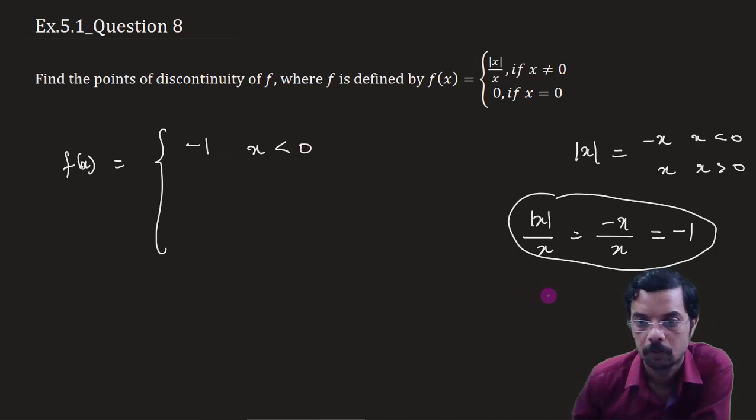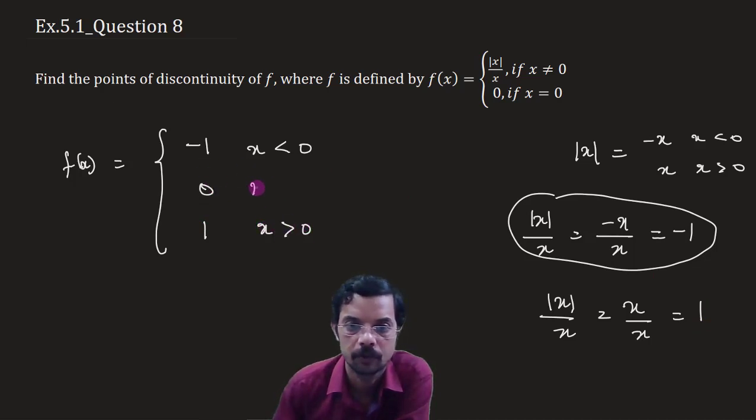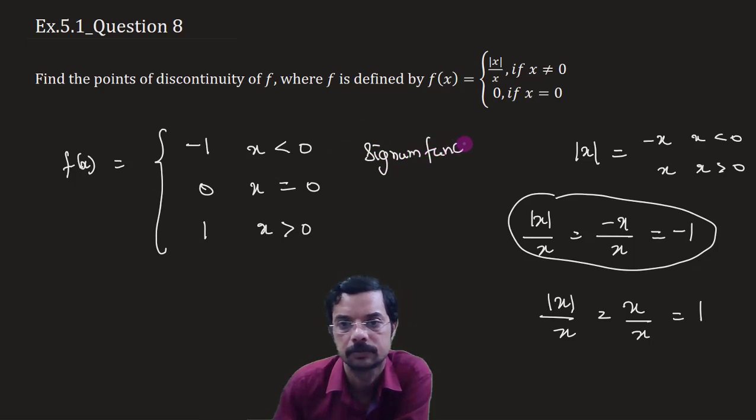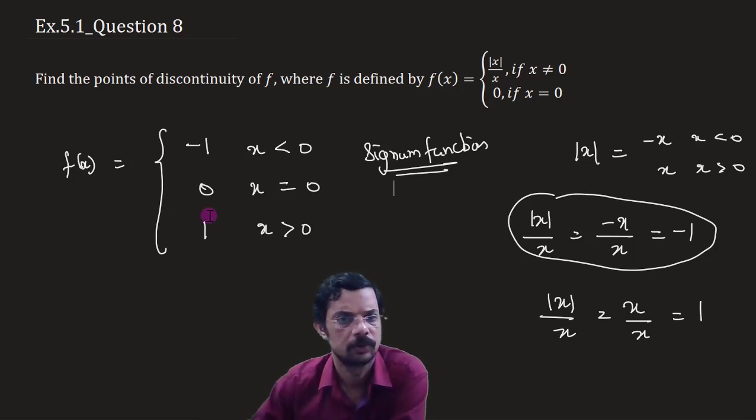Also mod x by x will be equal to x by x when x is greater than 0. So therefore it is equal to 1. This is equal to 1 for x greater than 0, and it is defined as 0 for x equal to 0. Okay, this is called the signum function, right? So for any negative number it will give the value as minus 1, for any positive number it will give the value as positive 1, and for 0 it is 0.